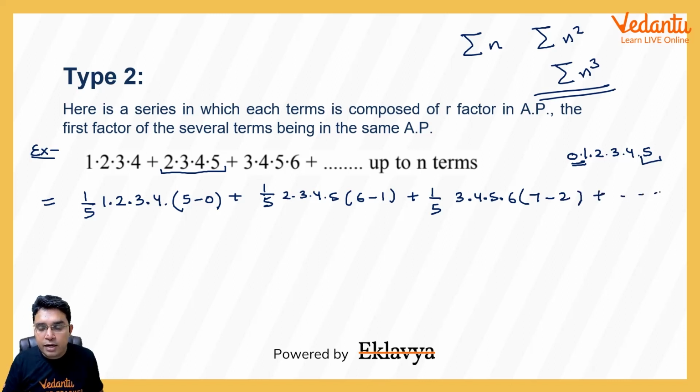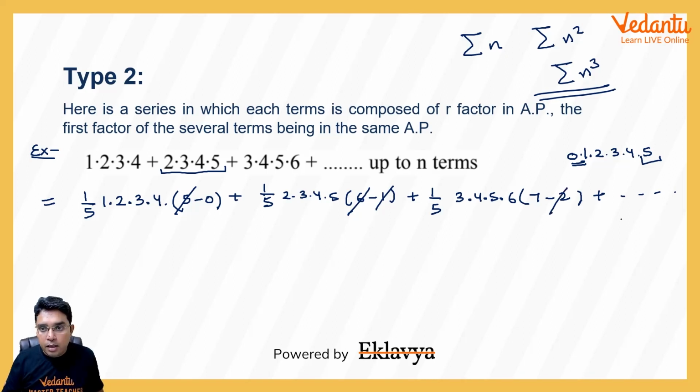So what is the advantage of this? Let us see. Advantage will be, you can see this 1, 2, 3, 4, 5 will be cancelled with 1, 2, 3, 4, 5, isn't it? Then 2, 3, 4, 5 into 6 will be cancelled with 2, 3, 4, 5 into 6, and so on.